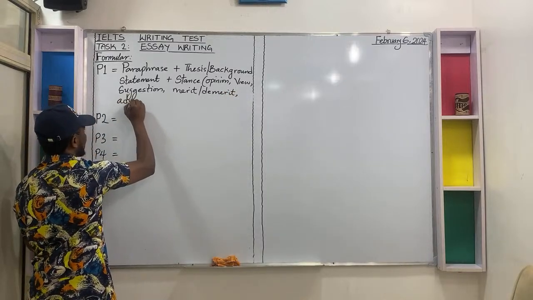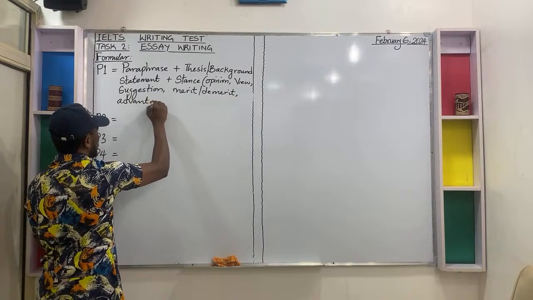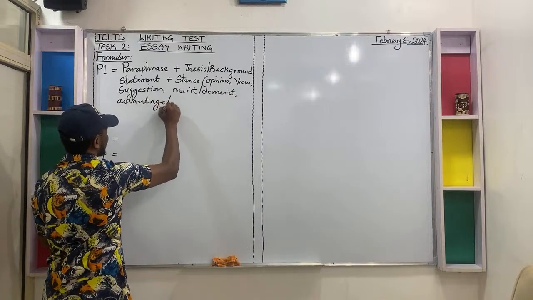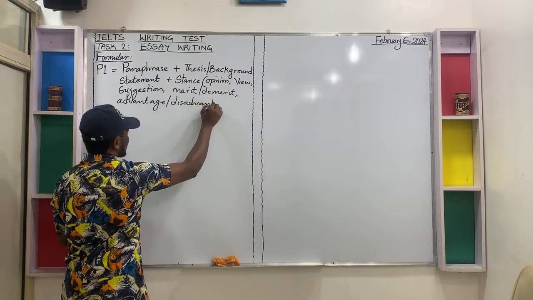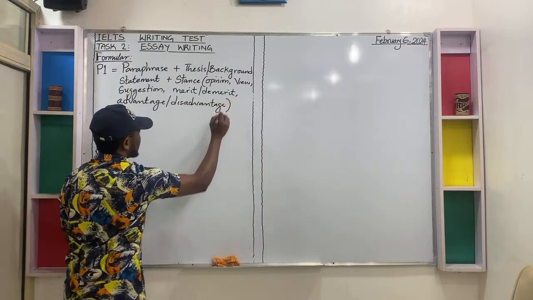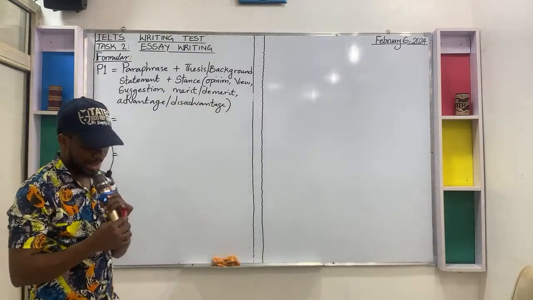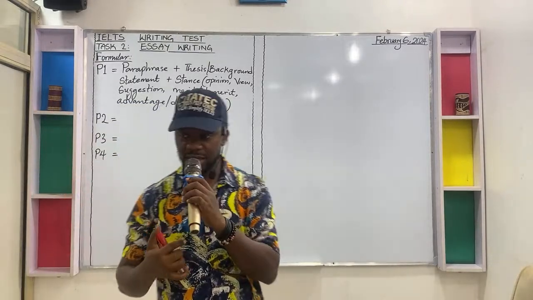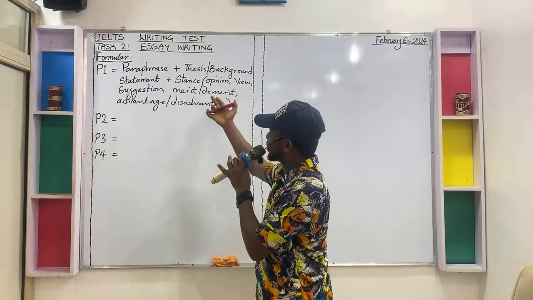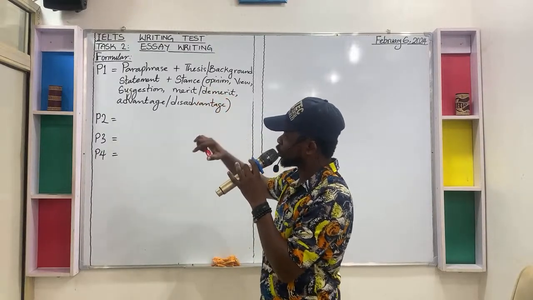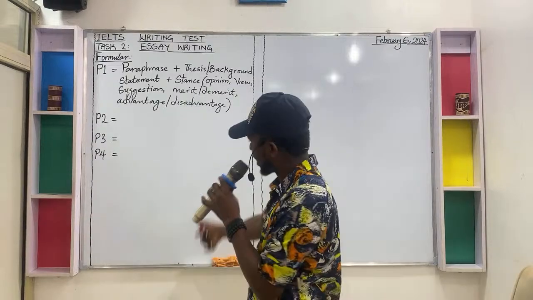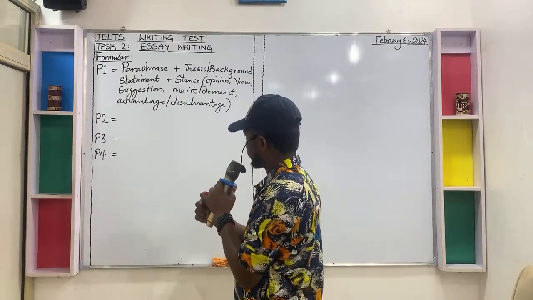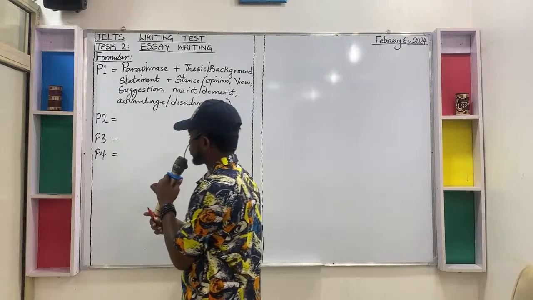Advantage or disadvantage. Nice. Here are the components or features or constituents of paragraph 1, right? Please, sir, help us out. What are the things we are meant to have in paragraph 2?